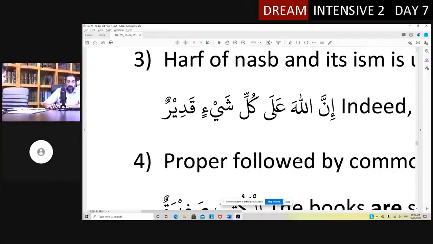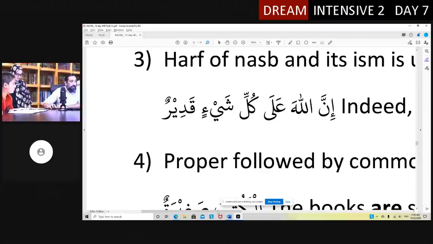So proper followed by common makes sense? Okay. You don't have to memorize that. As it comes up, I'll keep going back to page 32 and say, hey, you remember proper followed by common? That happened again. That happened again. Inna Allaha ala kulli shay'in qadir.